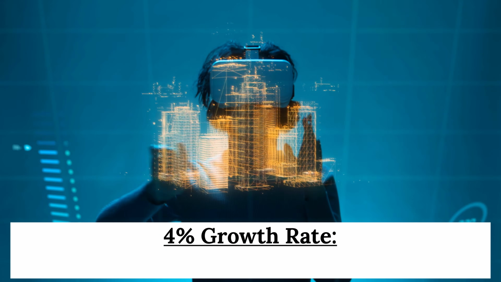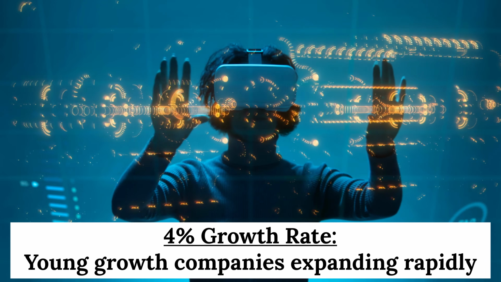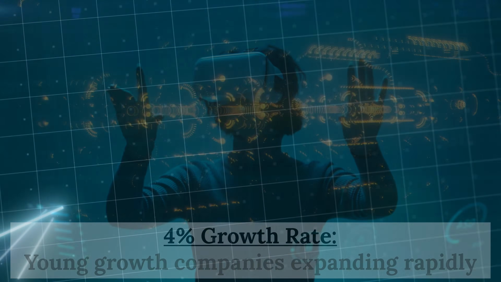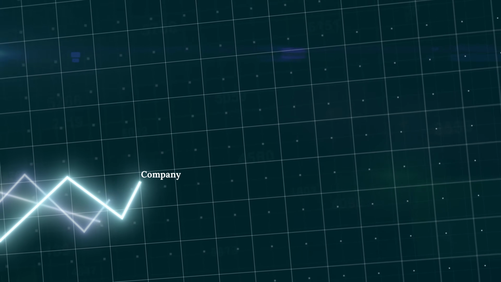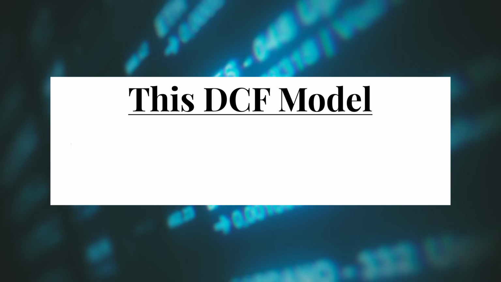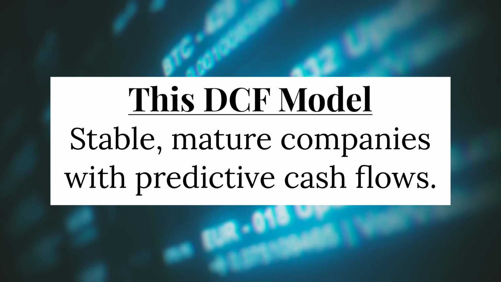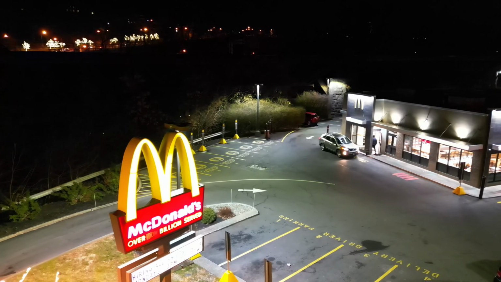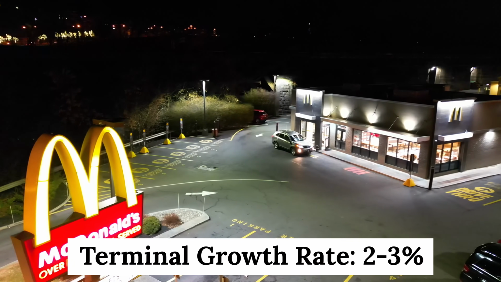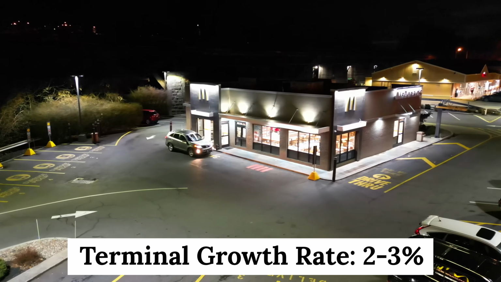And a 4% terminal growth rate is usually reserved for young growth companies that are still expanding rapidly, because a 4% growth rate implies that a company can outpace inflation and GDP growth for longer than average, but not forever. Since this DCF is designed for stable, mature companies with more predictive cash flows, such as McDonald's, it makes more sense to stick to a terminal growth rate between 2 to 3%. And again, we'll go with 3% for this model.